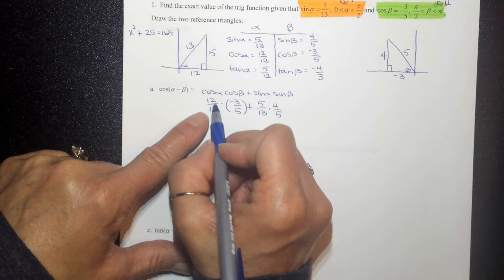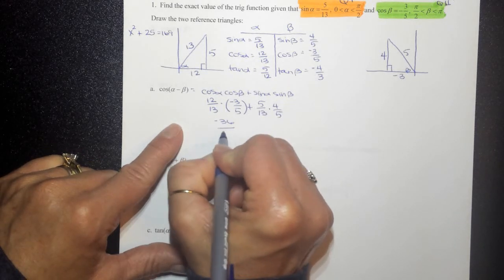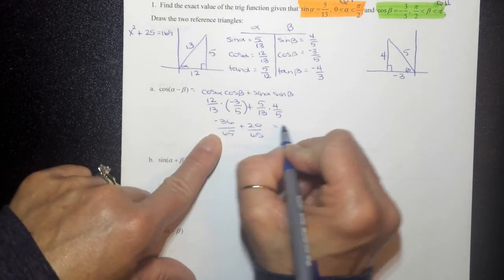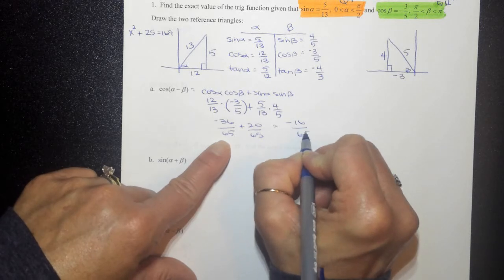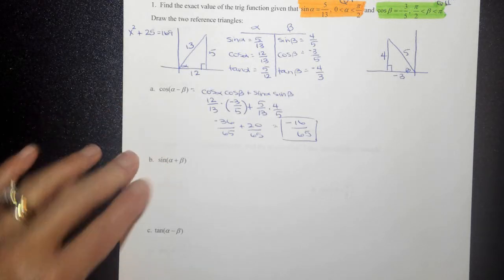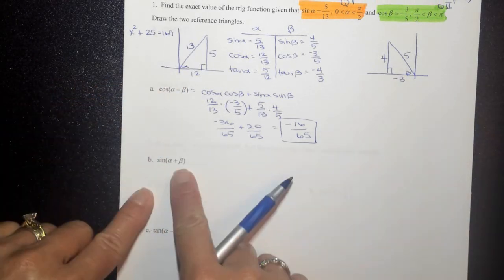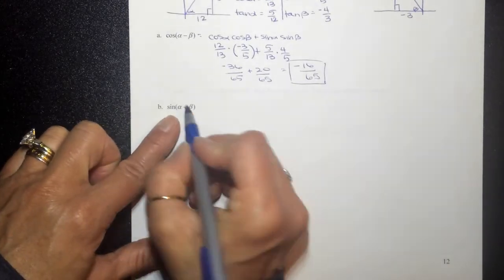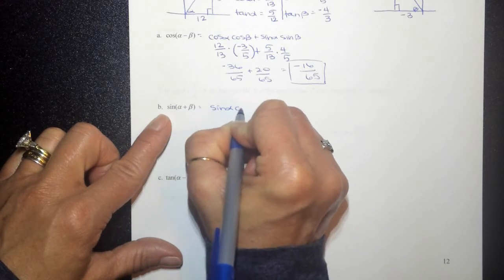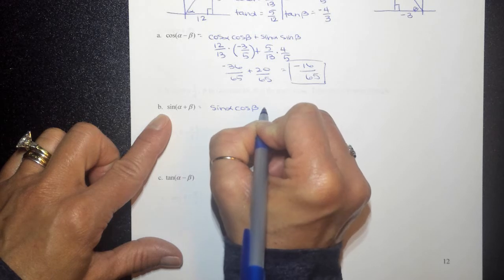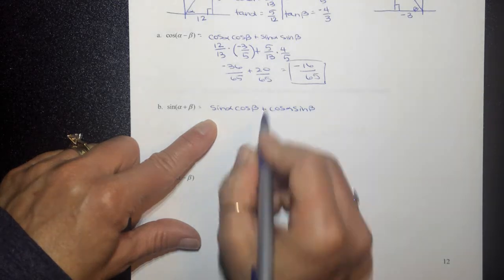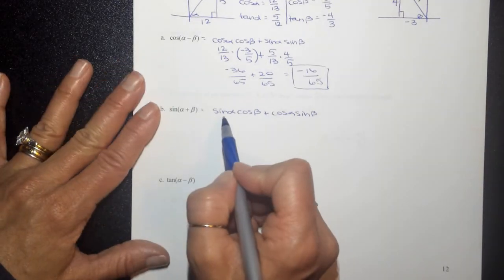So now I can multiply. This is negative 36 over 65 plus 20 over 65. Common denominator, my final answer is negative 16 over 65. Okay, so that's 1. Since I still am using the same two triangles for the sine, I'll come down here. I need to write down the sum formula for sine. So sine of alpha cosine beta plus cosine alpha sine beta. I almost forgot. Okay, so now I need to go up and grab my pieces.